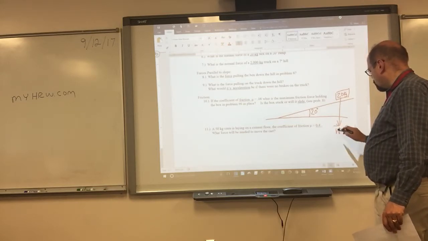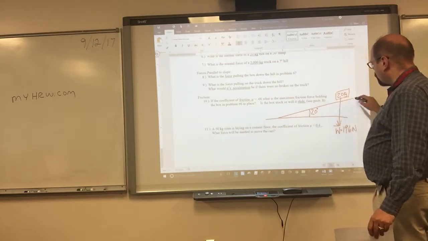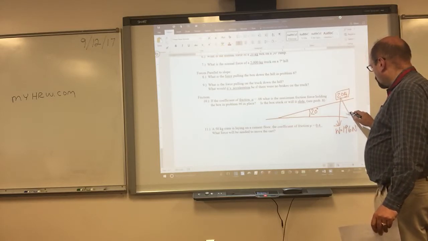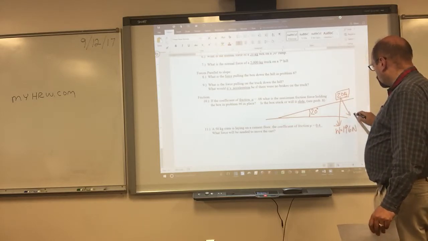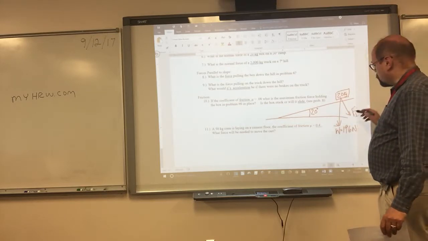So that weight is a vector of how much it would be to lift that up. But the board, this ramp, only has to carry part of that. That part of it that's in the, it looks like it's in the x direction, we call this force perpendicular. Force perpendicular is related to the weight times the cosine of theta.